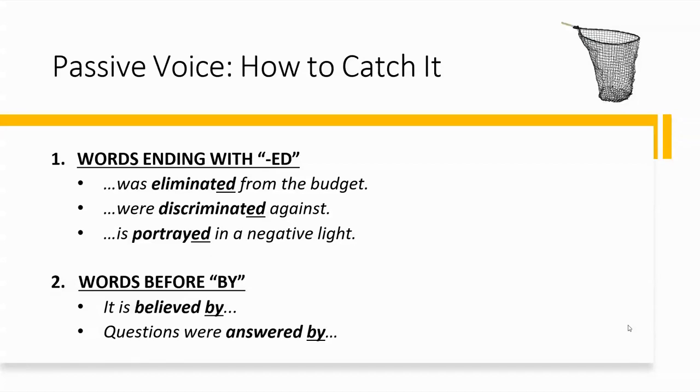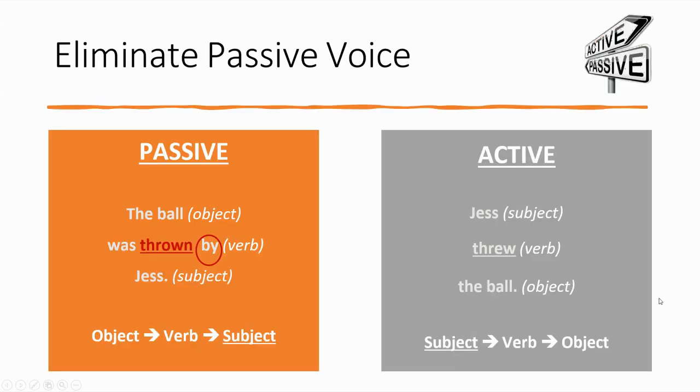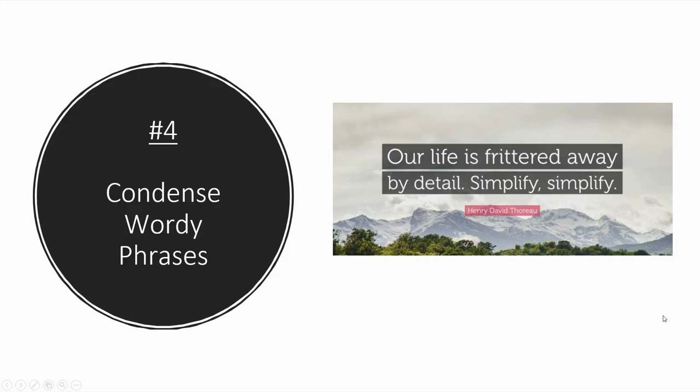So you just got to think about it, but sometimes you're going to want to take out that passive voice. And so go back to our sentence about the ball was thrown by Jess. You have the object, the verb, and the subject. Flip that around and put the subject, verb, then object, and the sentence becomes Jess threw the ball. It's more active, it's more forceful, and it helps to keep your reader engaged.